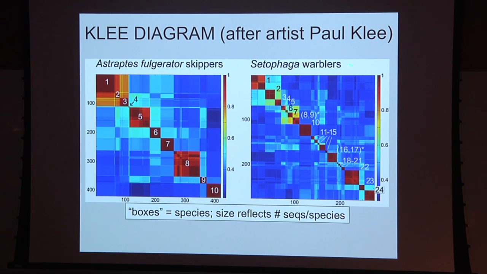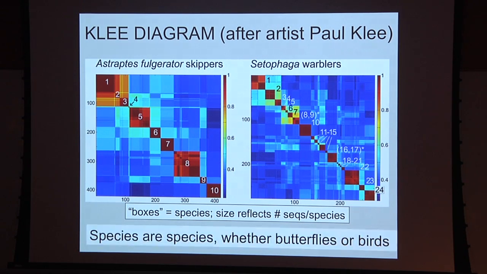We can apply the same kind of thing to warblers. These are yellow warbler, chestnut-sided warbler, the North American birds that migrate through Central Park in the spring and the fall. There are 24 species in this data set. And again, you see the same impression of red or brown islands surrounded by a lot of blue. So species are distinct units. This is a graphic way of representing that. And you might say, what does it show you? Well, species are species. But from this genetic point of view, whether you're talking about butterflies or birds, they're the same kind of entity.